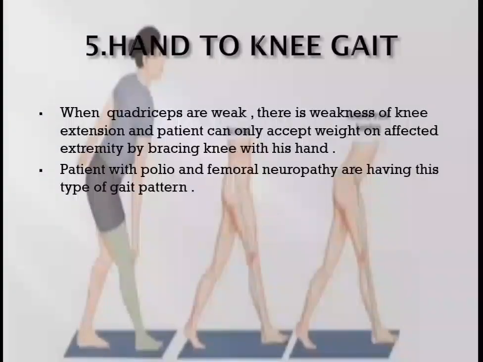Fifth, hand to knee gait. When the quadriceps are weak, there is weakness of knee extension and the patient can only accept weight on the affected extremity by bracing the knee with his hand. Patients with polio and femoral neuropathy have this type of gait pattern.